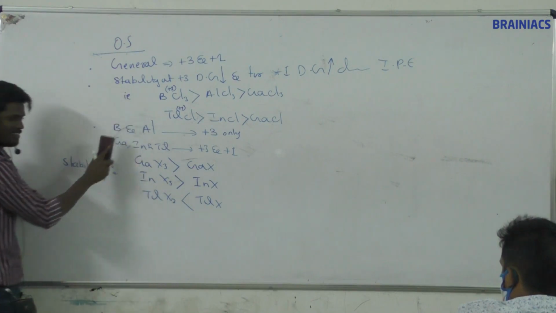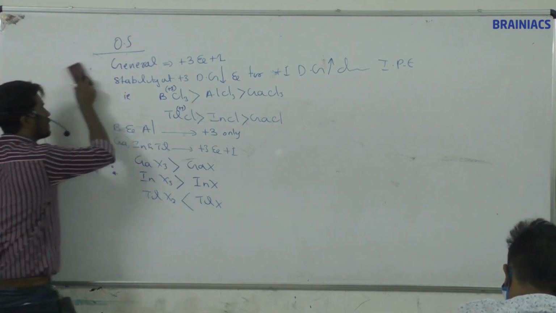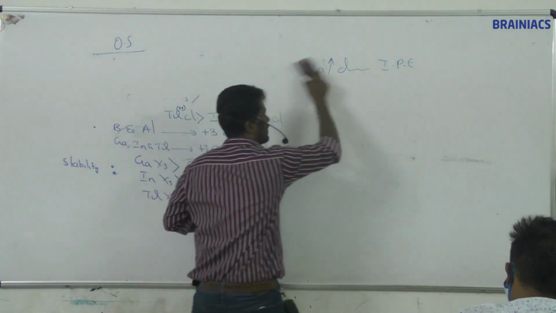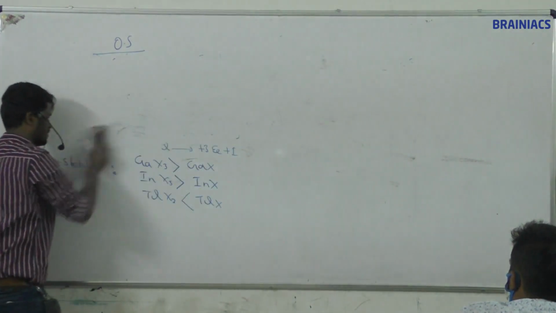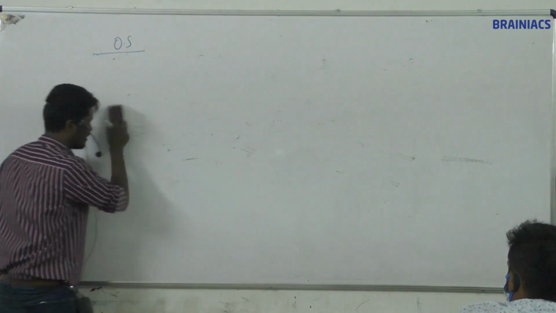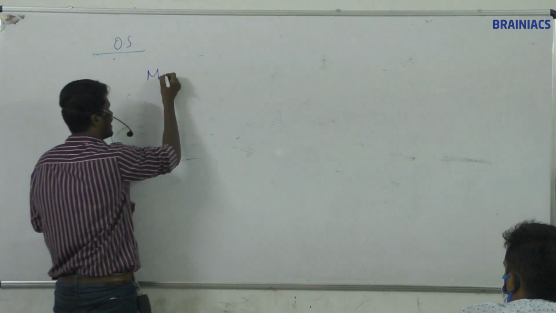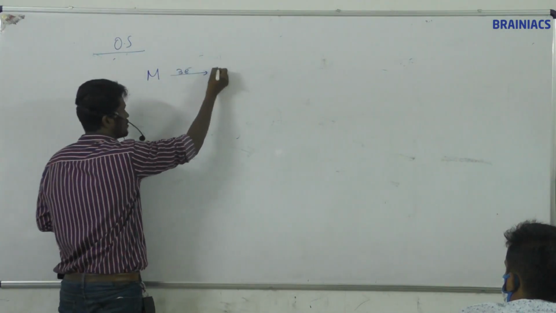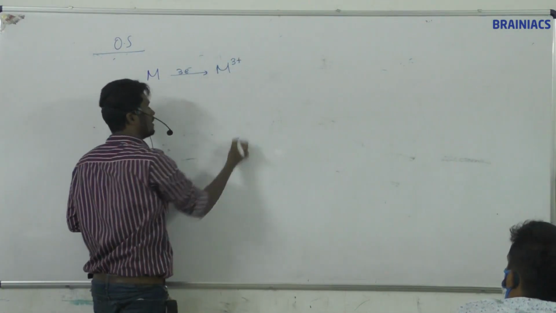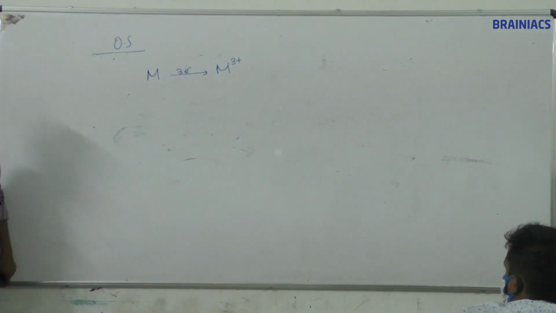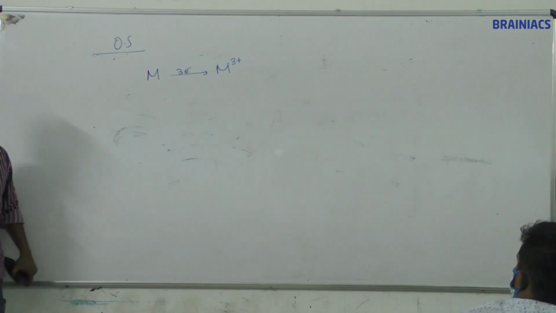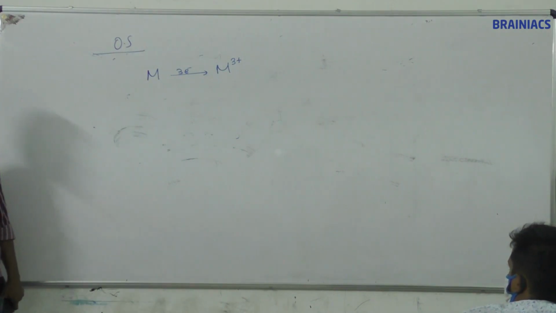Again, stability. Okay, so here we have M, an atom. By removal of 3 electrons it becomes what ion? M3+ ion. What is the energy required for the removal of the first electron? First ionization energy. For the second, second ionization energy. For the third, third ionization energy.